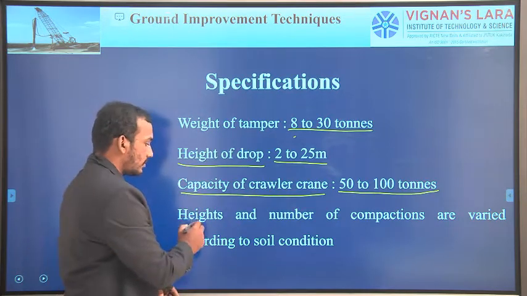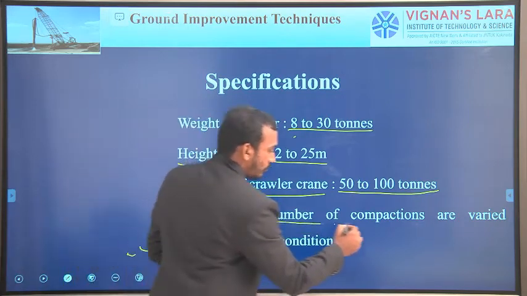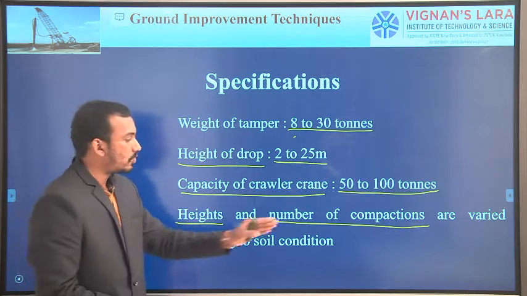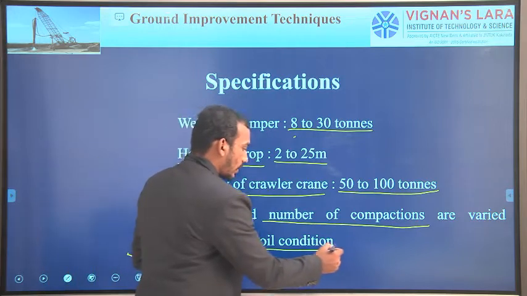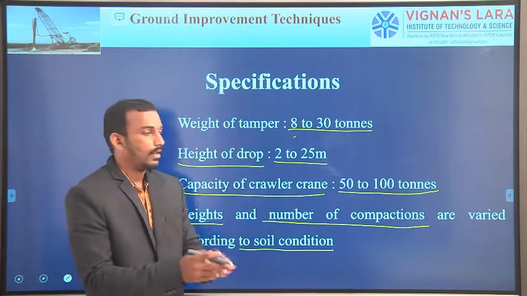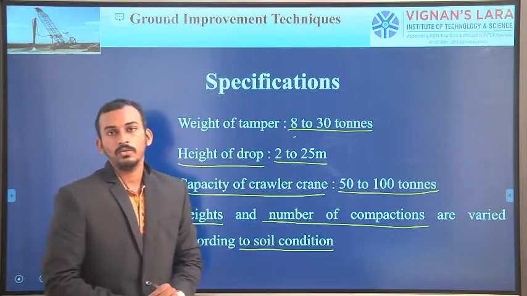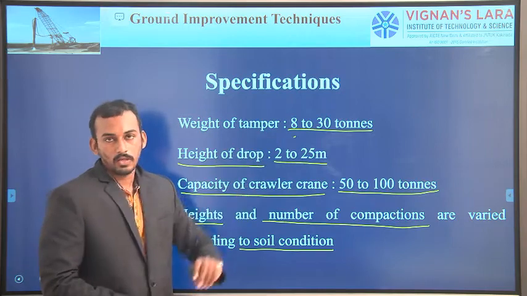See, this is the important point: the height of the drop and the number of compactions. Repeatedly we are dropping the weight, right? The number of compactions varies with soil condition. From soil to soil, the height of drop, the weight of the tamper and the number of compactions are going to vary. We cannot fix those values, but these are all approximate values only.